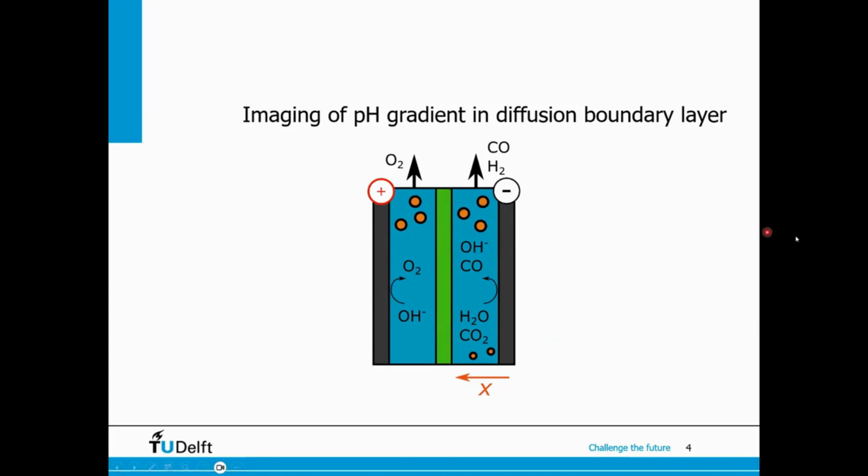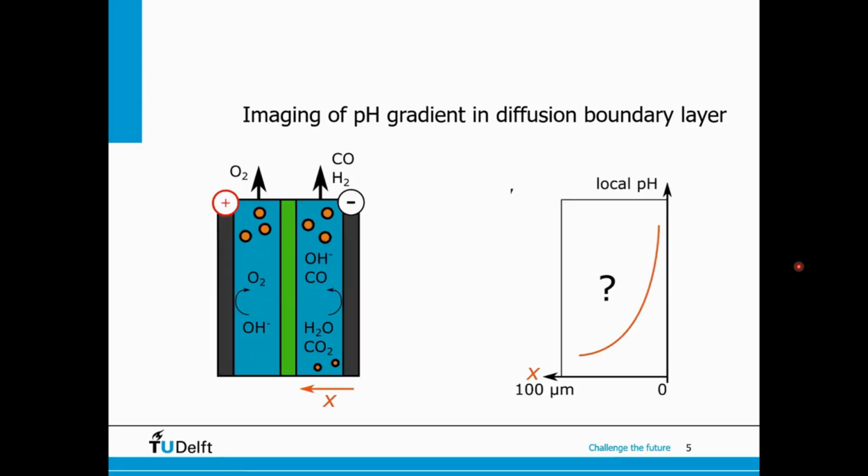But of course, at some point you start putting more current in, but the carbon dioxide that is dissolved in your liquid will all be used up. And if there's no carbon dioxide anymore, there's a competing reaction where we produce hydrogen, which is not what we want. But the question is, what is now actually happening close to the surface of this electrode? Is it actually CO2 depletion? How close is that? Can we do some tricks to enforce convection?